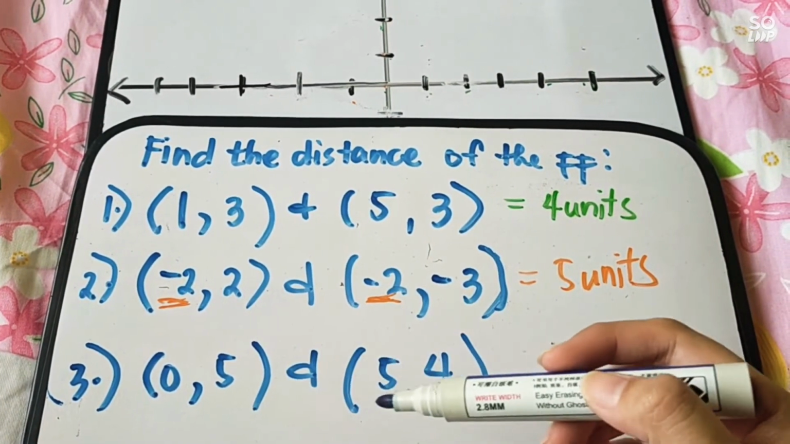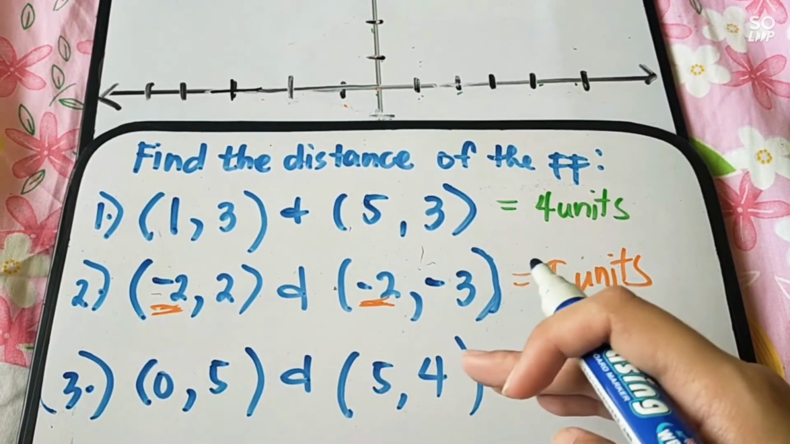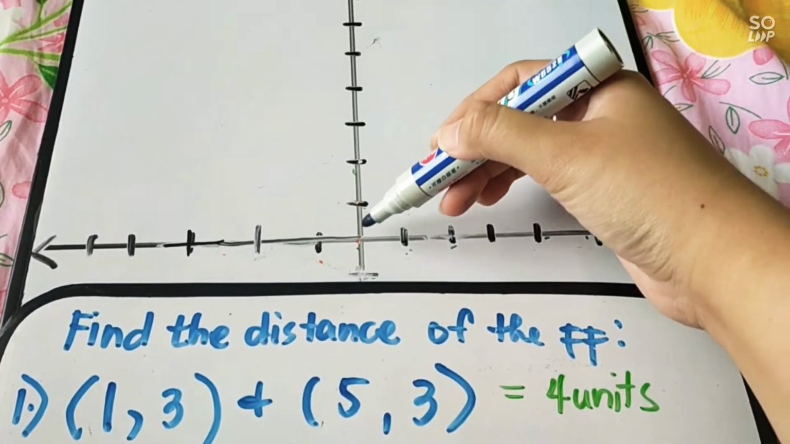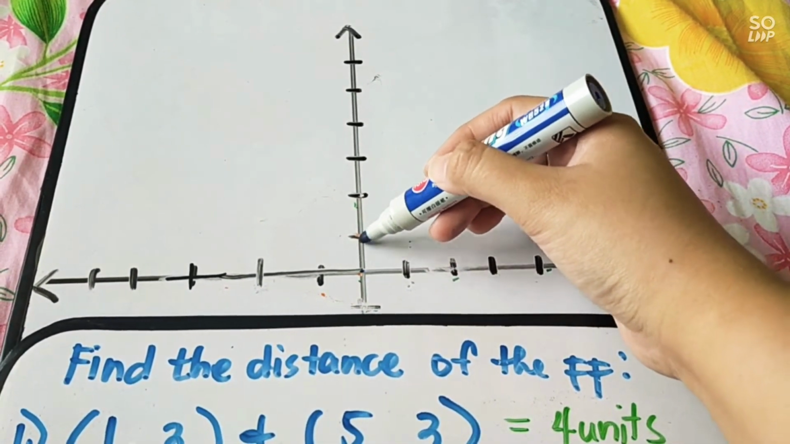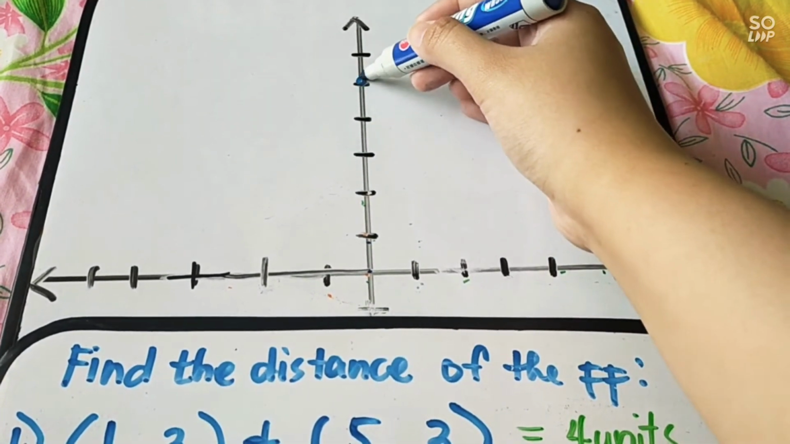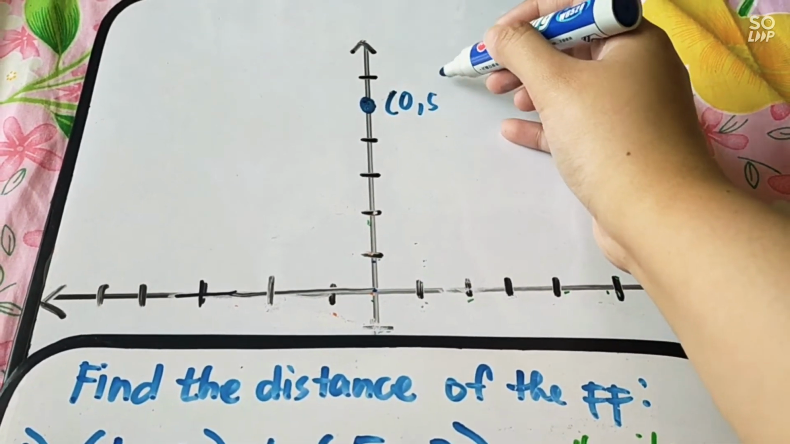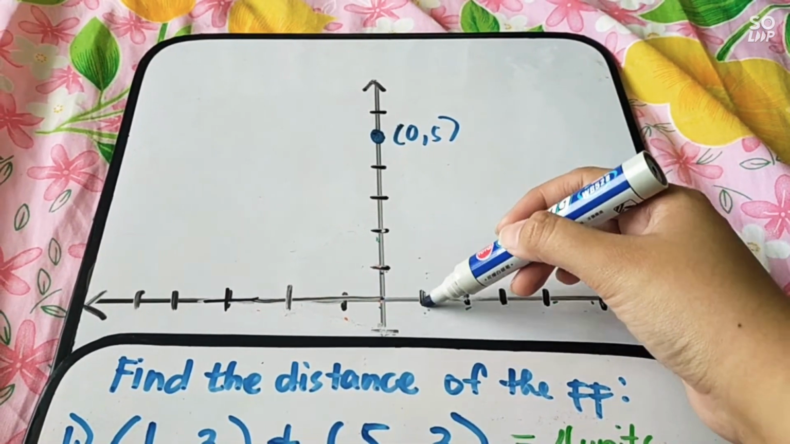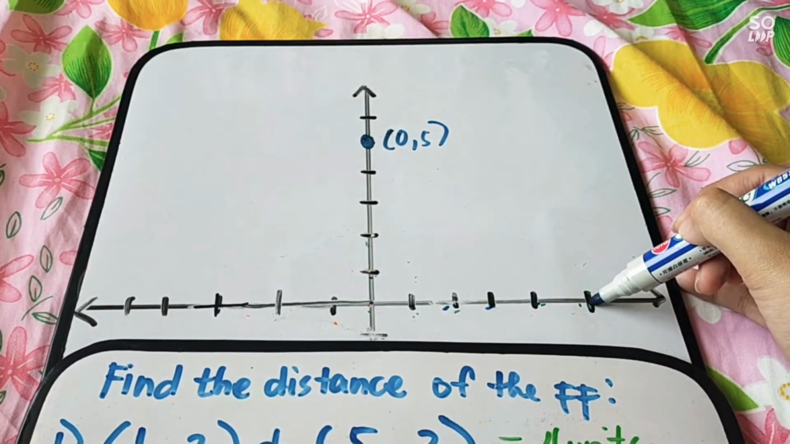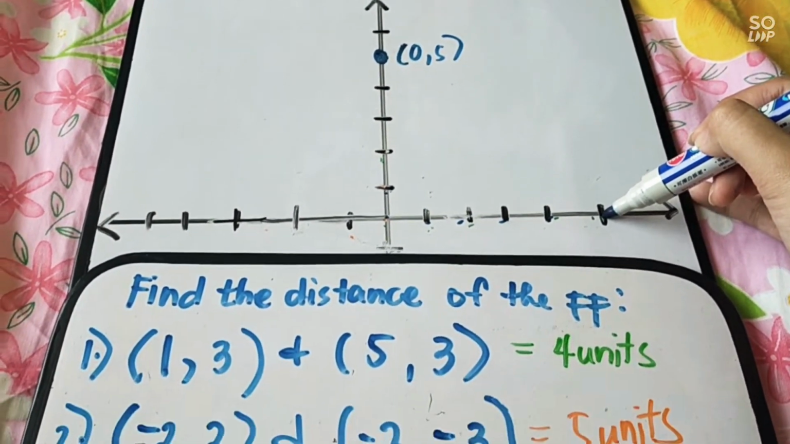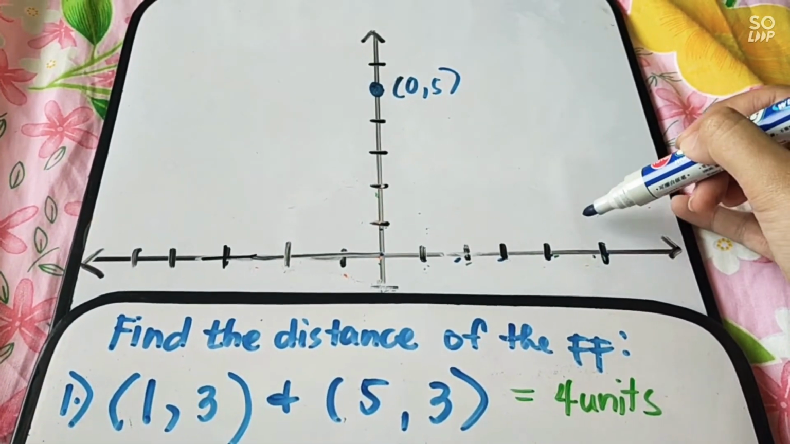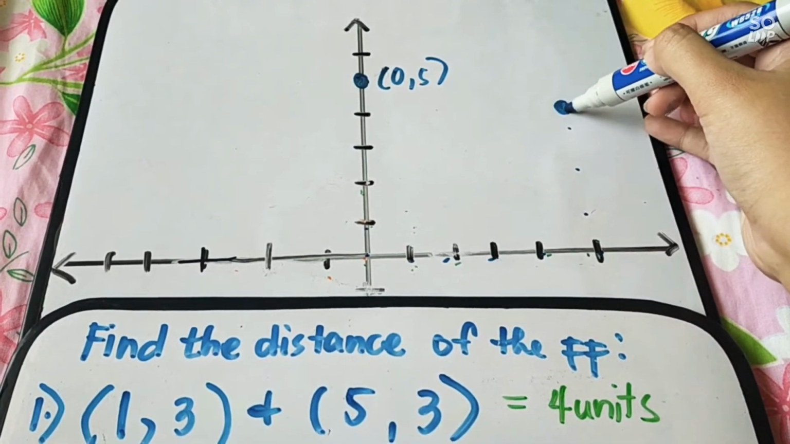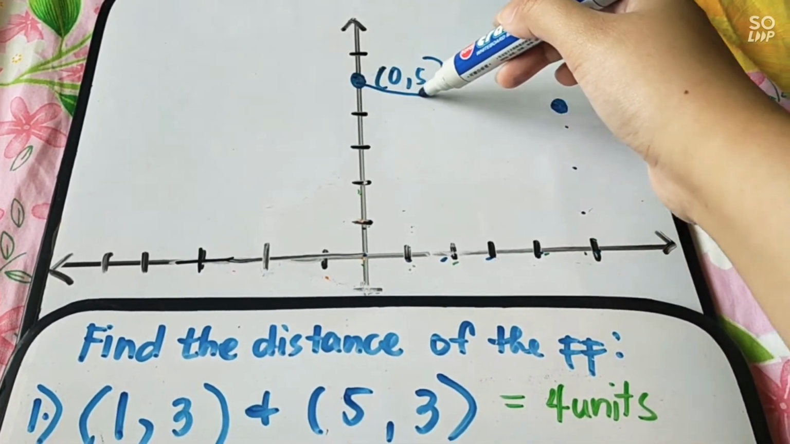We have (0, 5) and (5, 4). They are positive, so they are all in the first quadrant. So, we have 0 and 5. That is y: we have 0, 1, 2, 3, 4, 5. So, this is (0, 5). Next, we have (5, 4). 5 is your x, we have 1, 2, 3, 4, 5. And your y is 4. Up: 1, 2, 3, 4. So, these points are not flat. Here, this is the line.